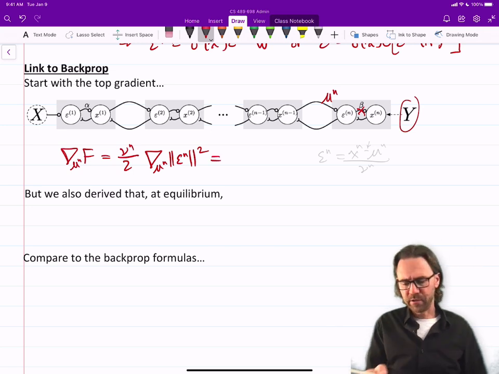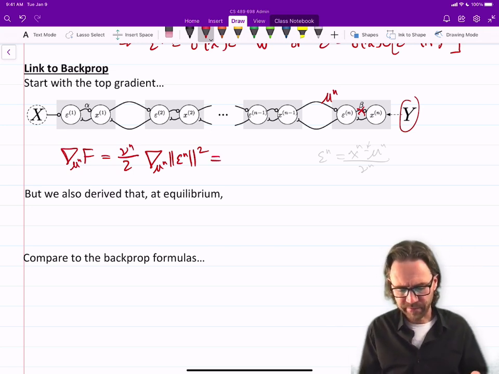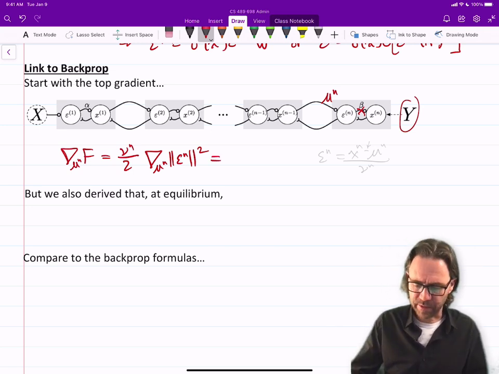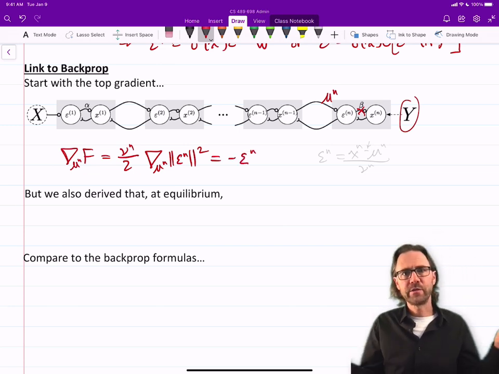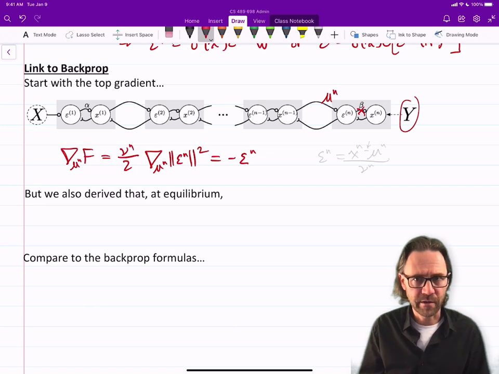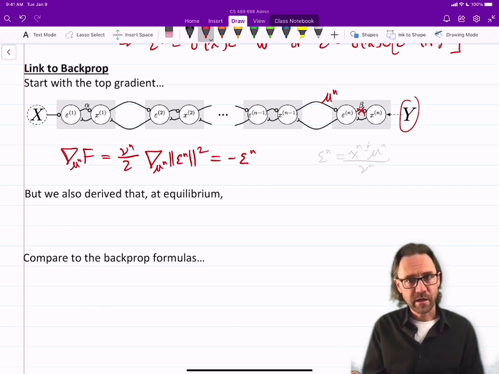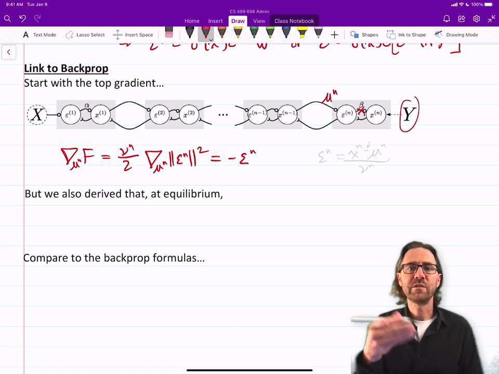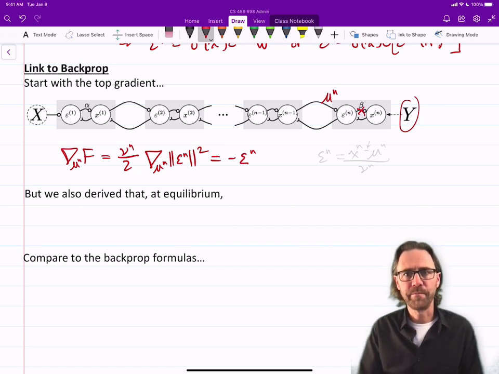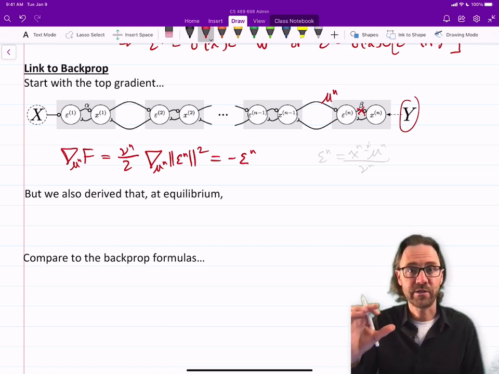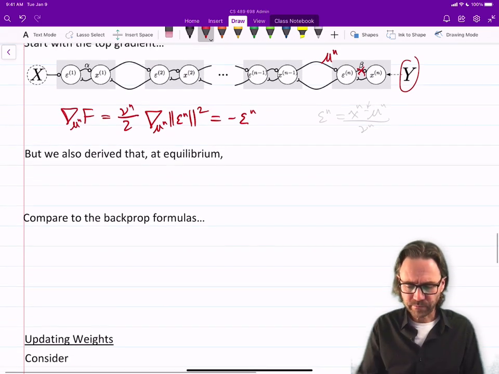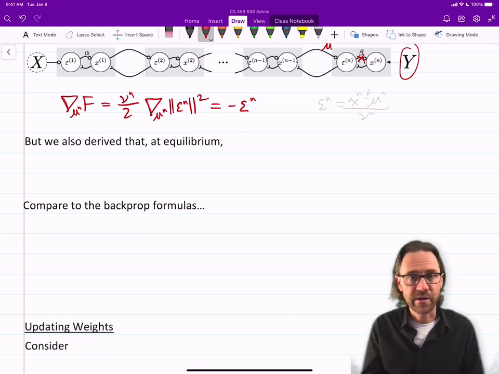So if you take the gradient of epsilon n squared with respect to mu, put it all together and simplify, believe it or not, it just turns into negative epsilon n. So the gradient of our Hopfield function with respect to the prediction going into the top layer is just negative the value of the error node. So that error node at the top is telling us our gradient. And it gets set automatically. It's just part of the network dynamics.